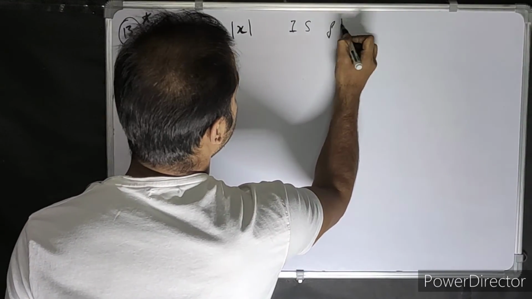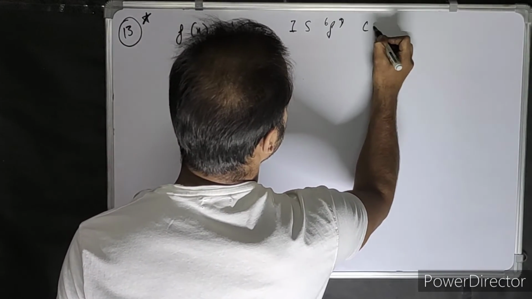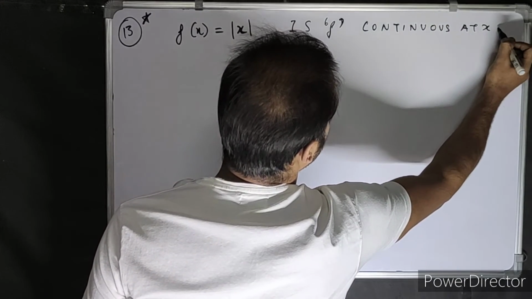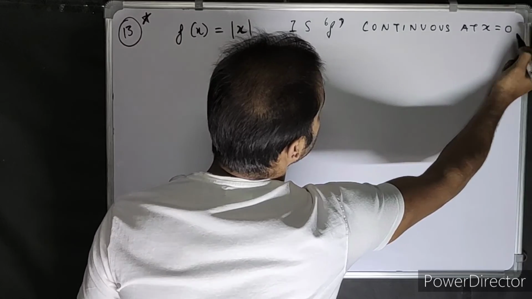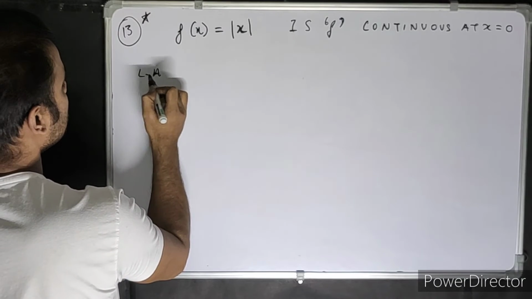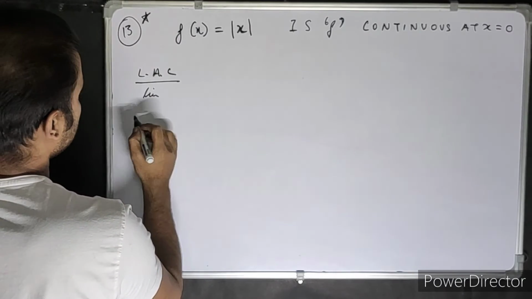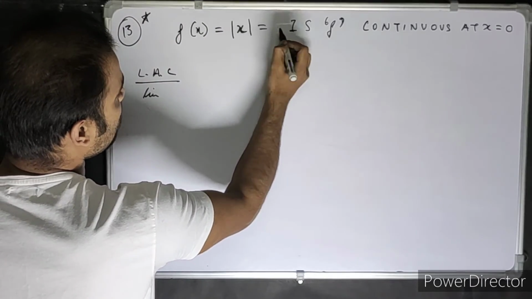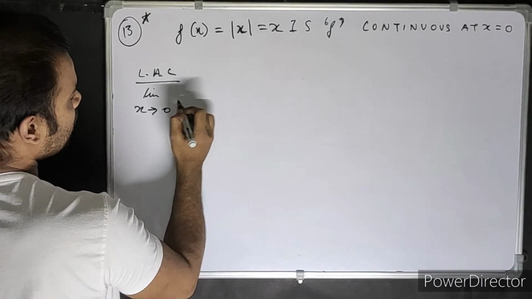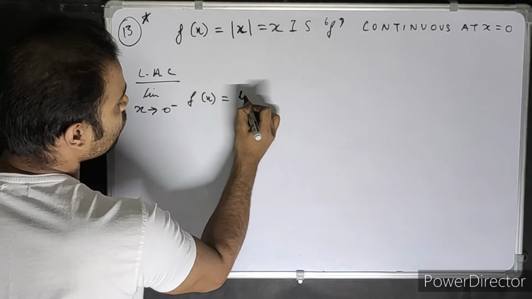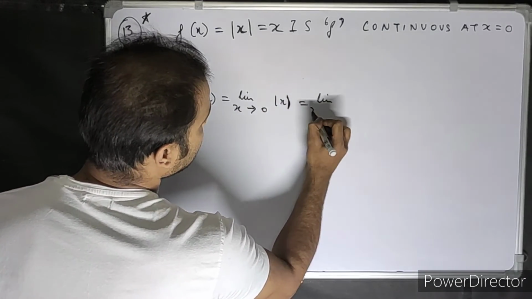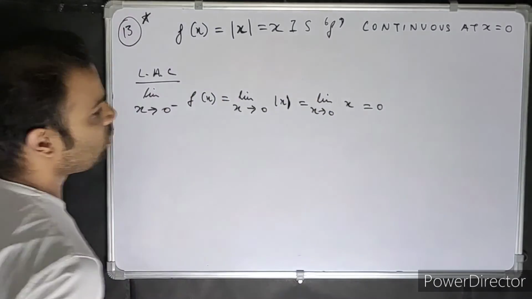Is f continuous at x equal to 0? Yeah, 0. So check LHL. So f of x when coming out of the mod sign becomes x only, right? Keep it as x only. So limit of x tends to 0 minus f of x is equal to limit of x tends to 0 of mod x is equal to limit of x tends to 0 of x is equal to 0.